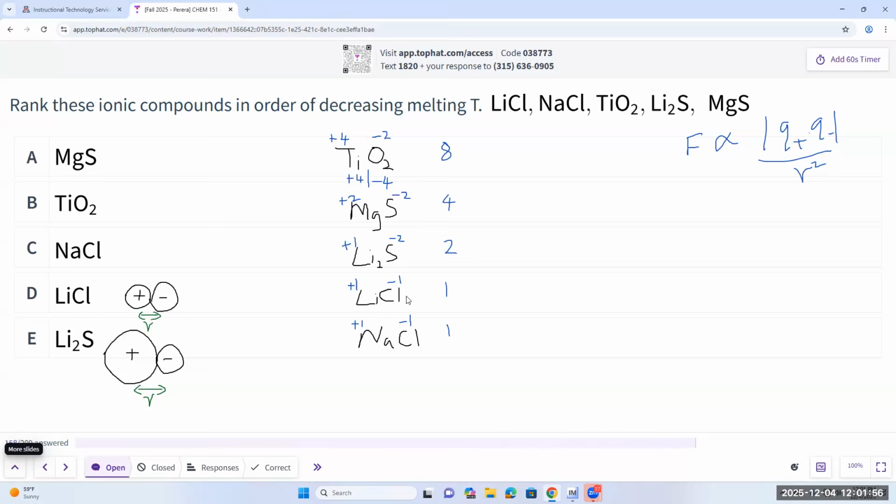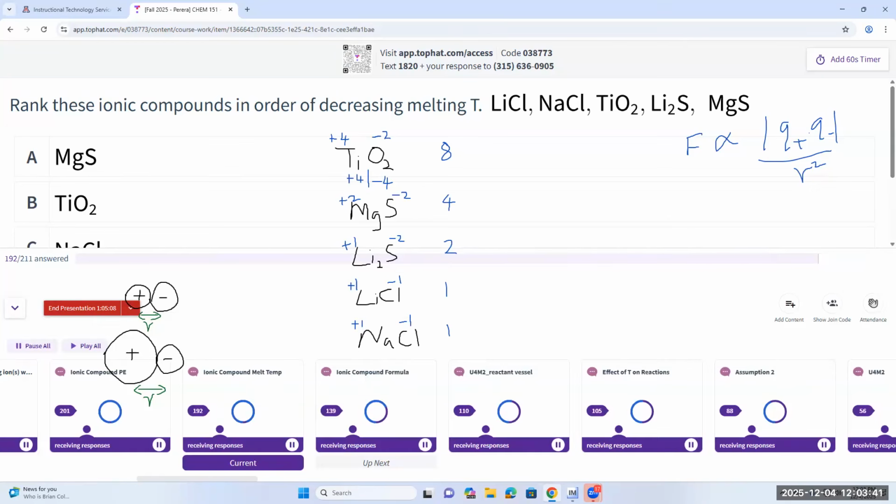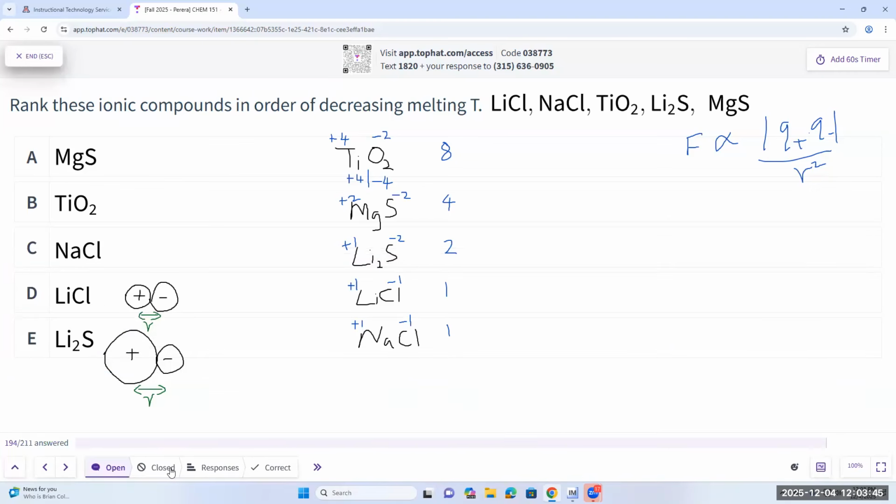So decreasing means I want you to have the highest melting temperature at the top, lowest melting temperature at the bottom. Highest melting temperature at the top, lowest at the bottom. I don't have to move a finger here. All right, I think that should be enough time for this question. Okay, I'm going to close it in 5, 4, 3, 2, and 1.